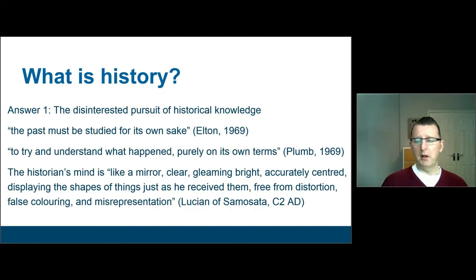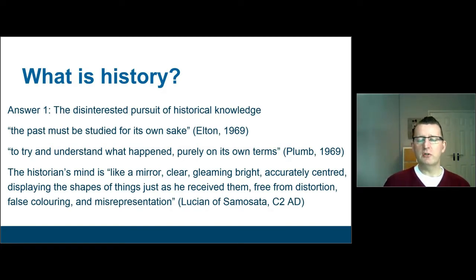Elton and Plum, both writing in the late 1960s, capture this when they talk about the past, which must be studied for its own sake and to try and understand what happened purely on its own terms. But this stems back to a much older tradition of thinking historically. And this is a quote from Lucian of Samosata, writing in the 2nd century AD. The historian's mind, he said, must be like a mirror, clear, gleaming, bright, accurately centered, displaying the shapes of things just as he received them, free from distortion, false colouring and misrepresentation.